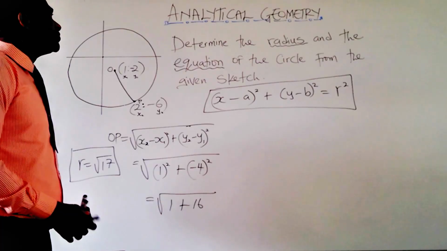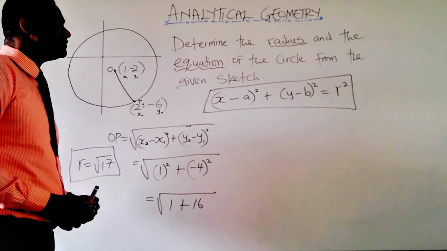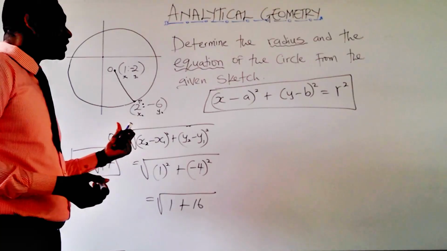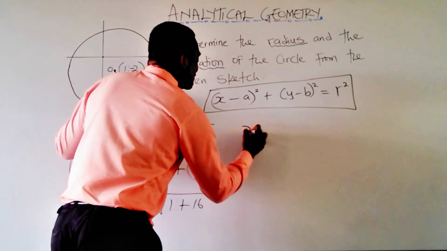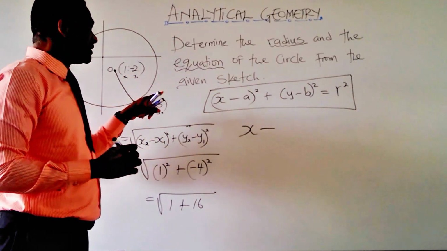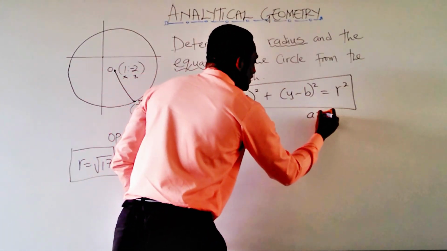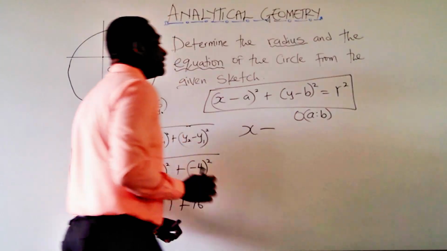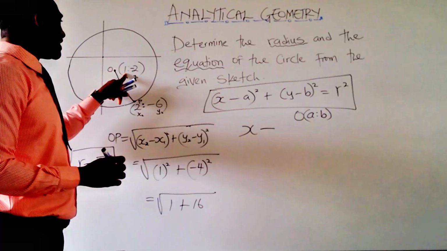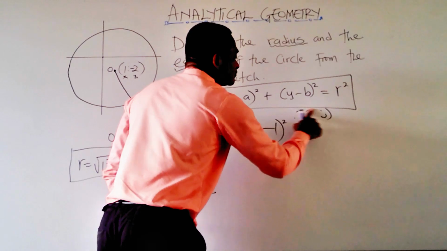Let's go to the second question they asked us. They want us to figure out the equation of the circle. So the equation of the circle, we immediately plug in what we have. Here we have x minus a. And a is the x value. Remember, a and b represent the coordinates of the center. So x minus a gave us the x value of the center. So it's (x minus 1) all squared.